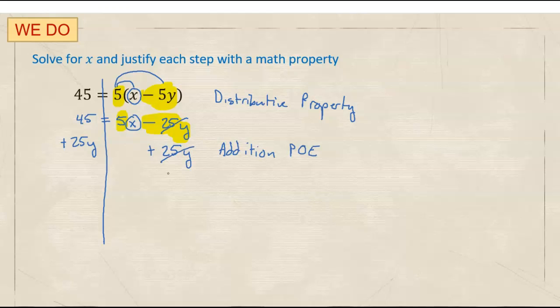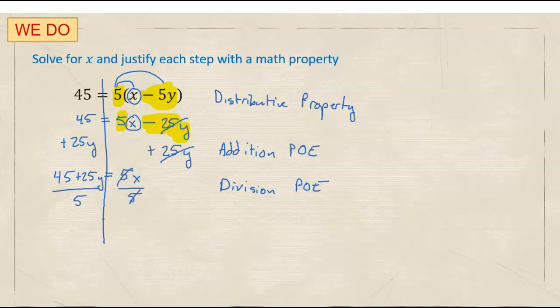These 25y's will cancel. We can't simplify the left side over here because we can't combine those terms, but that's okay. We can just leave it as it is. Now we have 5x on the right side. We just need to get x by itself now, so we're going to divide both sides by 5. What property allows us to do that? Well, we divide, so it's the division property of equality that lets us do that.